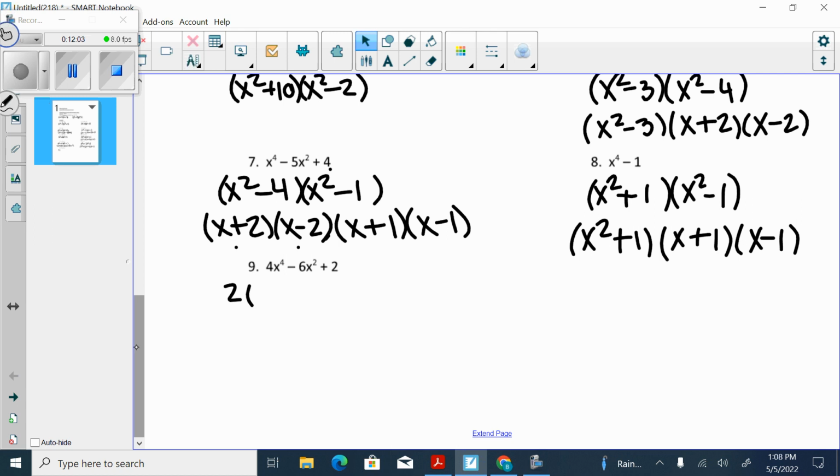All right. If I take 2 out of 4x to the 4th, what's left? 2x to the 4th. Very good. And if I take 2 out of negative 6x squared, what's left? Very good. And what is 2 divided by 2? 1. Plus 1. All right. Okay. So now, I make my two sets of parentheses. All right.